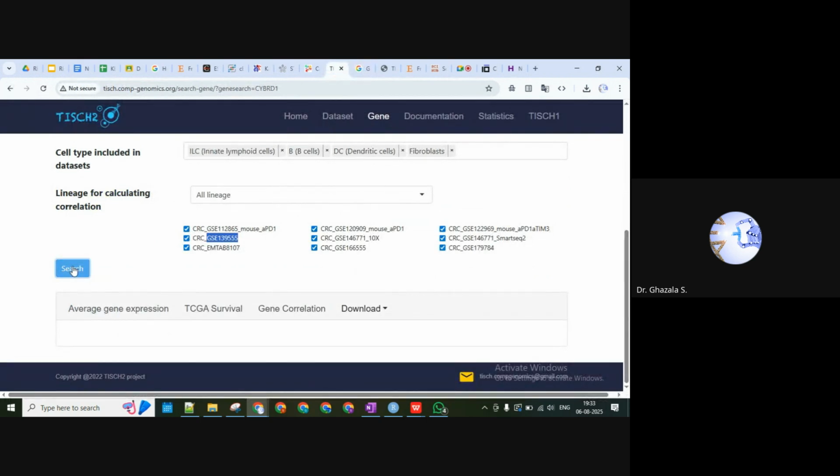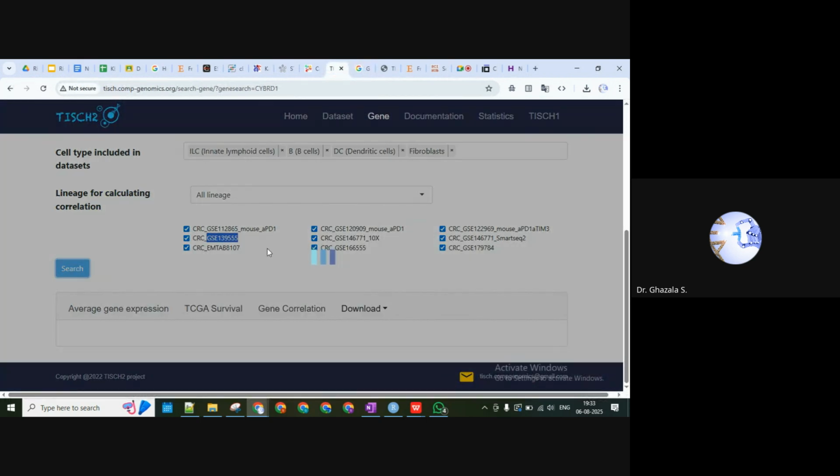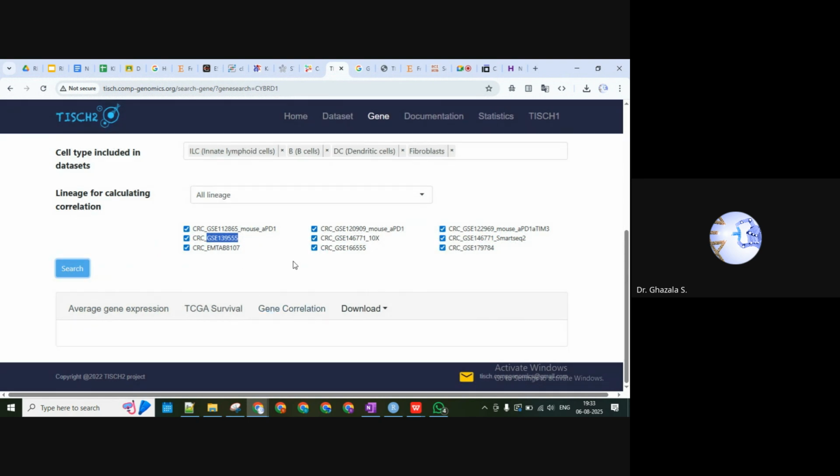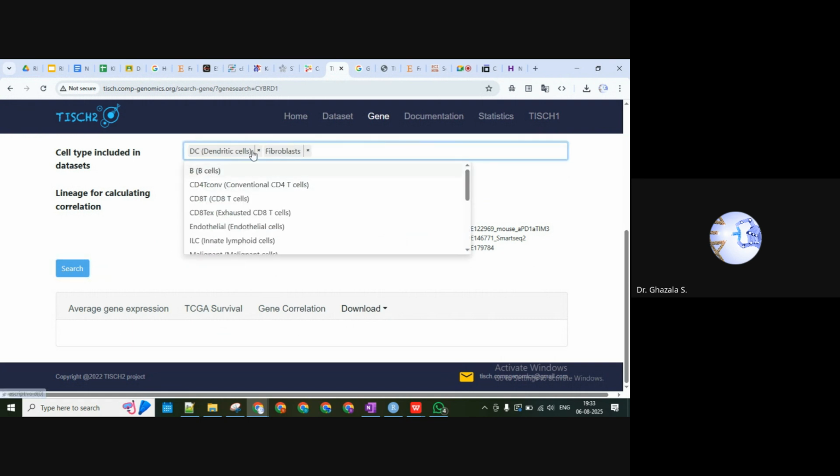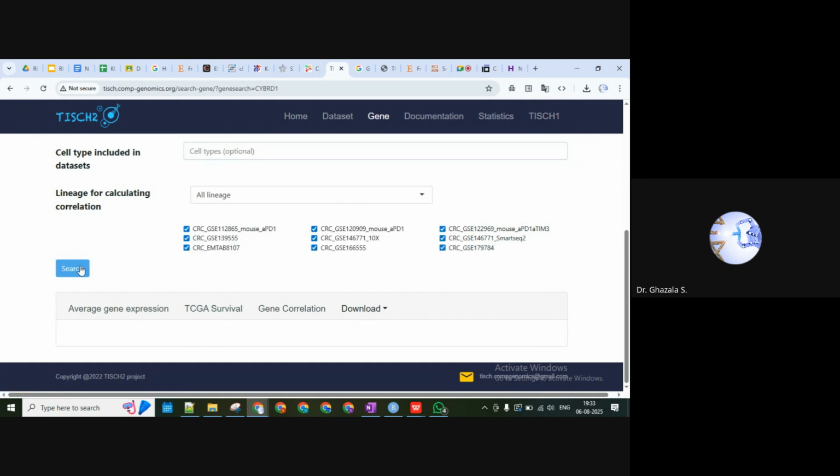Now we can search for this, so that it will help you get the result and understand the correlation of your gene better. Let me filter this out because we are not getting results in the table right now, due to the limitation of cell types maybe. So let me just remove this as of now.